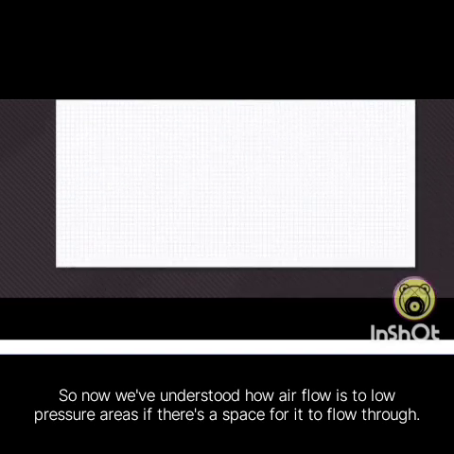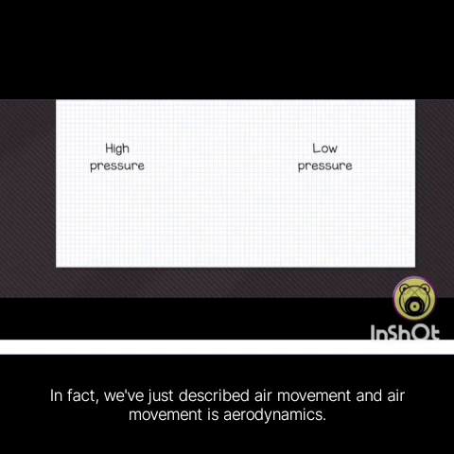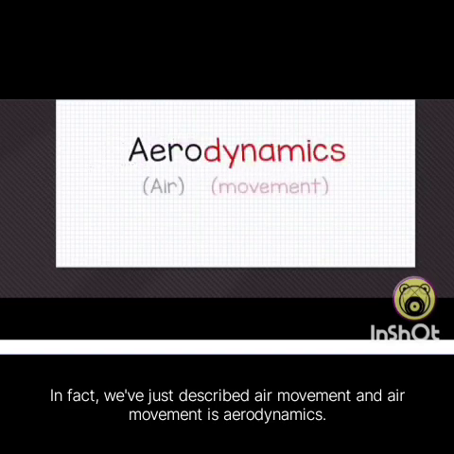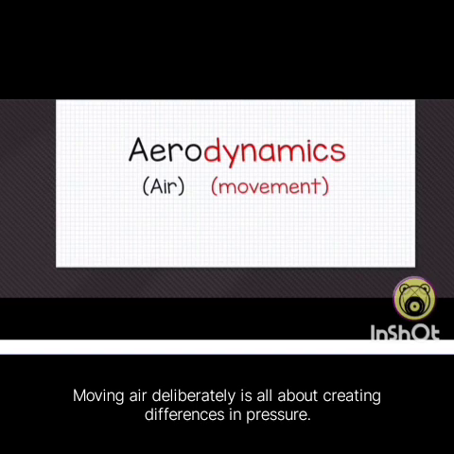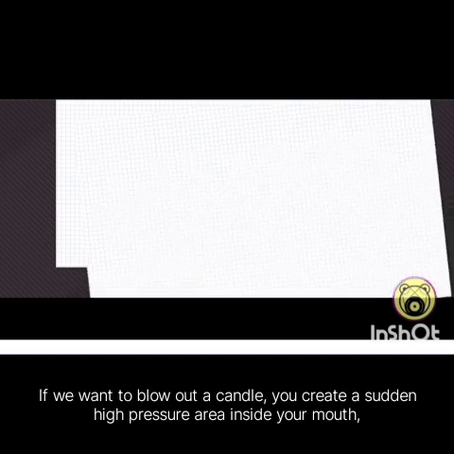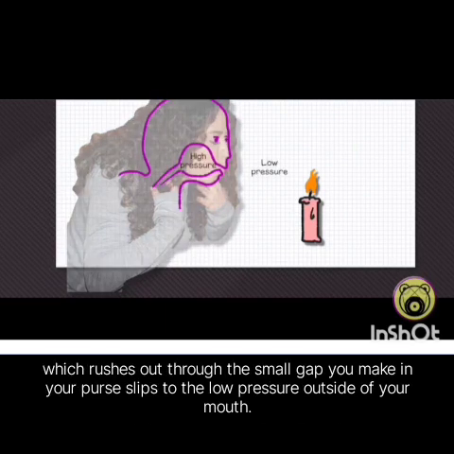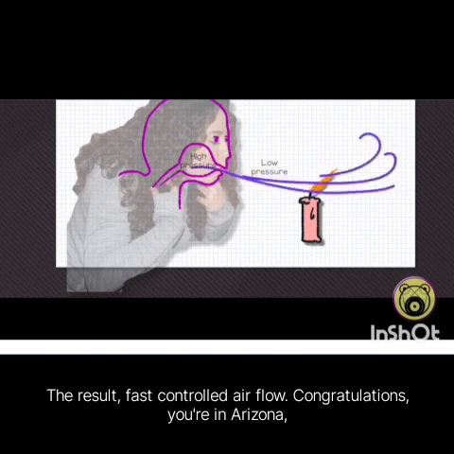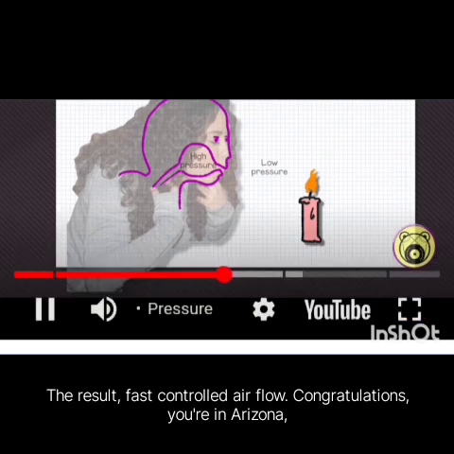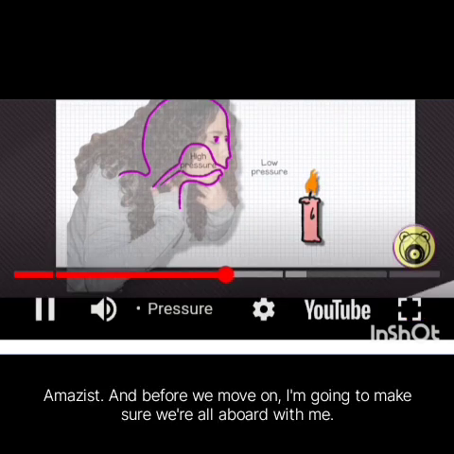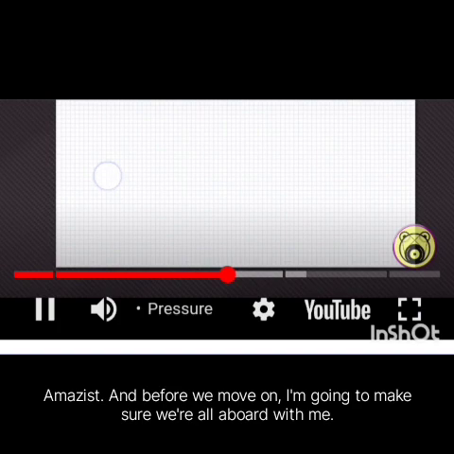So now we've understood how air flows from high pressure areas to low pressure areas, if there's a space for it to flow through. In fact, we've just described air movement, and air movement is aerodynamics. Moving air deliberately is all about creating differences in pressure. If we want to blow out a candle, you create a sudden high pressure area inside your mouth, which rushes out through the small gap you make in your pursed lips to the low pressure outside of your mouth. The result: fast, controlled airflow. Congratulations, you're an aerodynamicist.